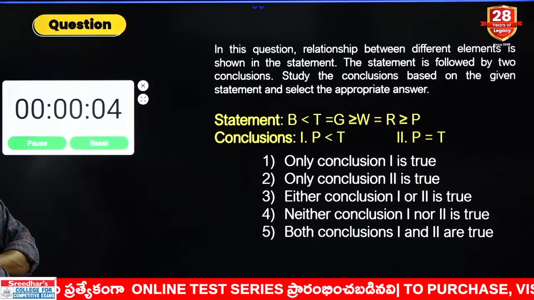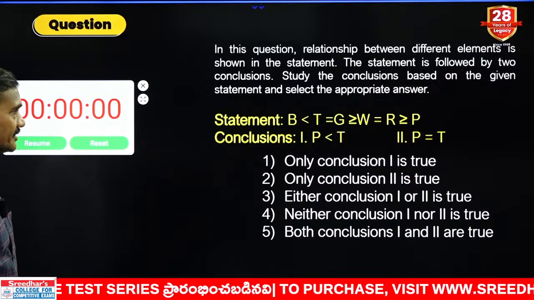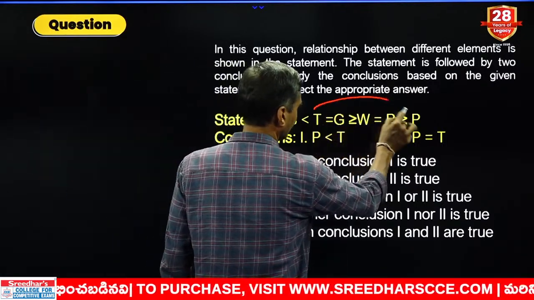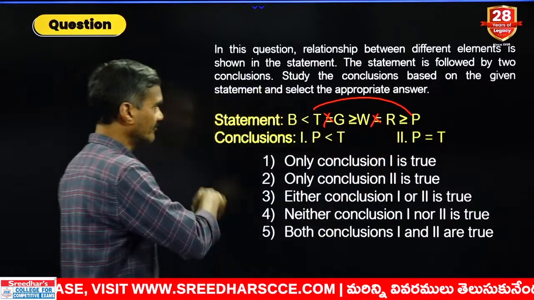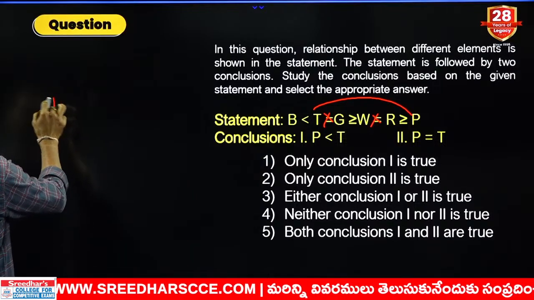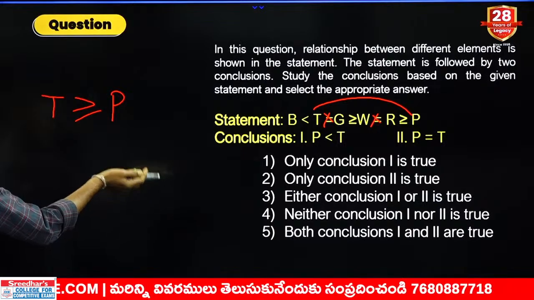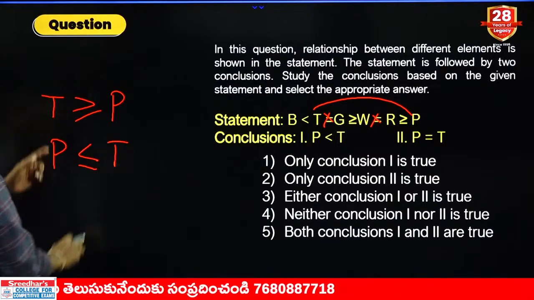Fine, your time is up. Now P and T. The relation between P and T. First forget about the symbol equal to. Clear? Then from T to P, what is the symbol that is common here? Greater than or equals to. That is T greater than or equals to P means P lesser than or equals to T. Hence P is either lesser or equal.